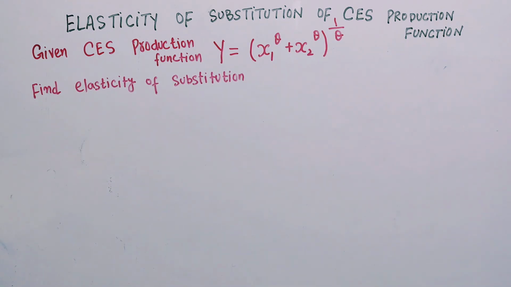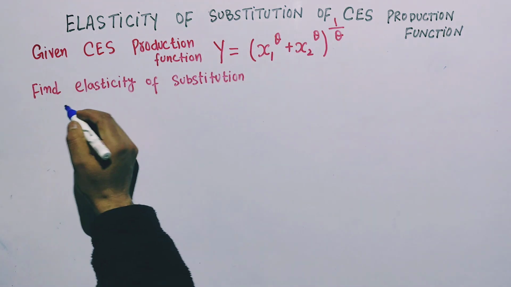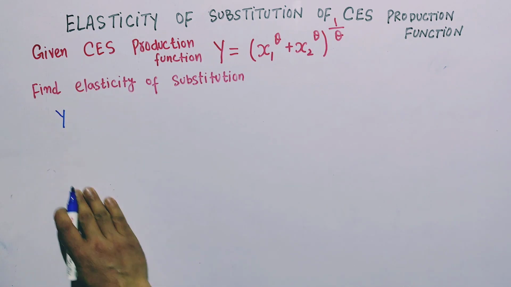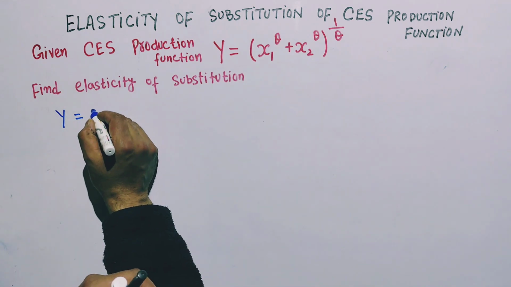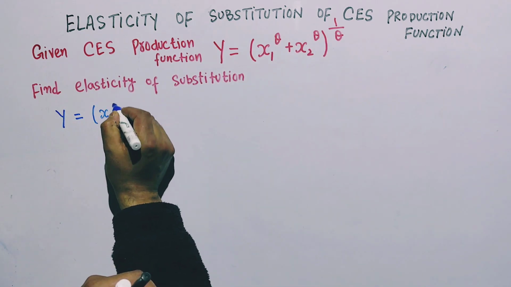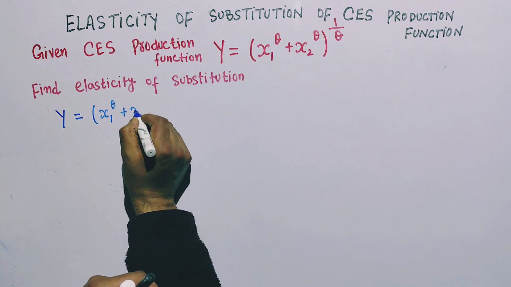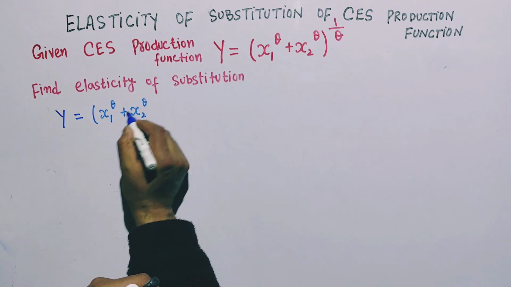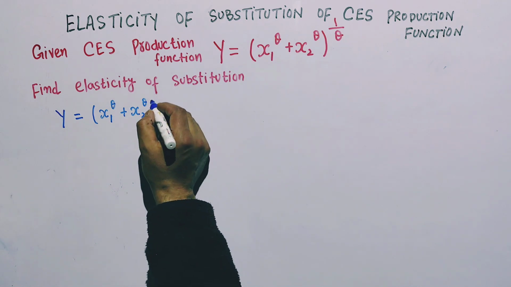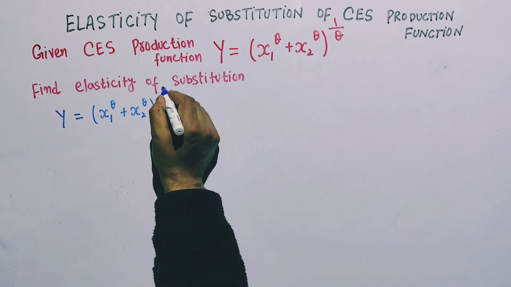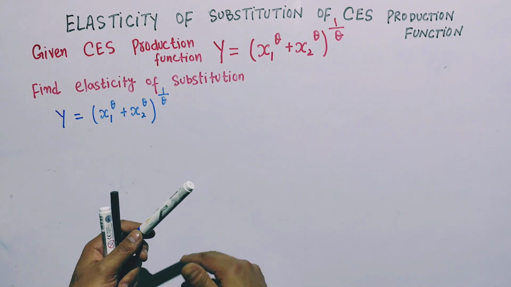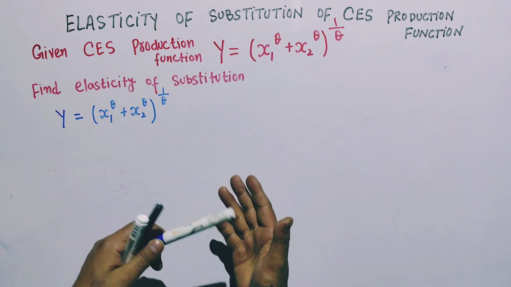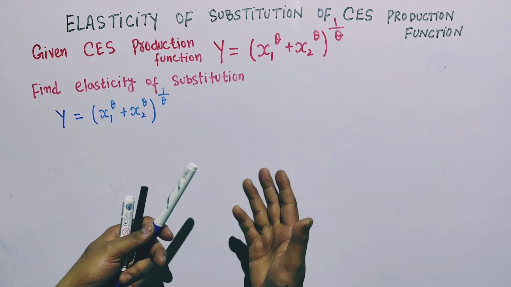Okay, so let us write down what we are being given. y denotes the output, and it is a function of two inputs, x1 and x2. So we have x1 raised to the power θ plus x2 raised to the power θ. x1 and x2 denote the two inputs used in the production process, and this θ is what we call the substitution parameter, which is used to determine the elasticity of substitution.